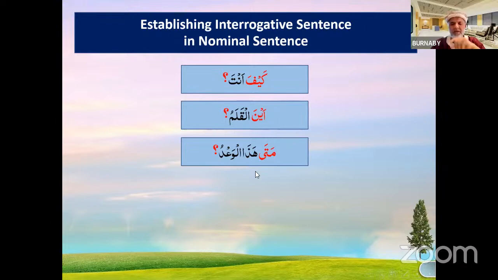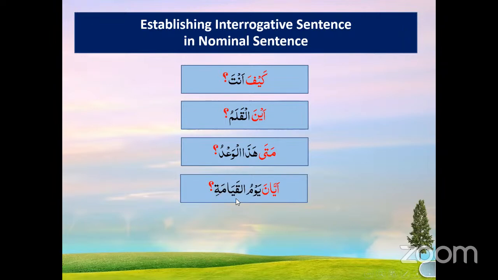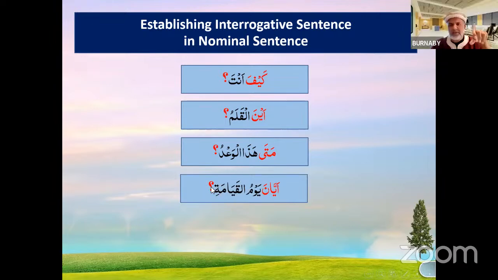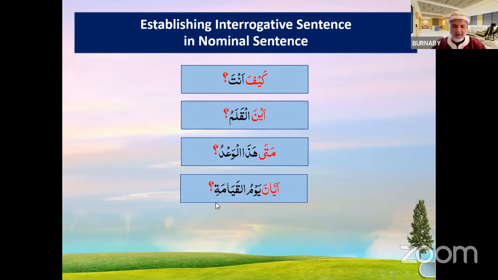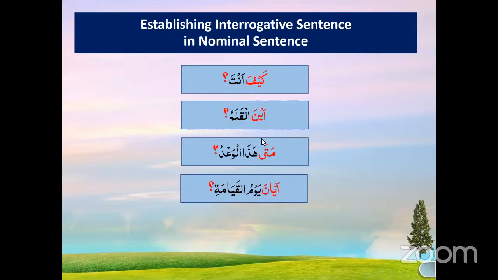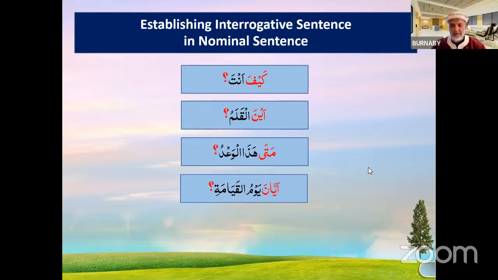Okay. Ayyana yawmul qiyamah. Ayyana means when is the day of judgment. Yawmul qiyamah, day of judgment. When I use that, what kind of murakkab is that, sister Hunayza? Yawmul Qiyamah, idafa structure. Murakkab idafi. Does everybody agree with sister Hunayza? Yes, good. All right.